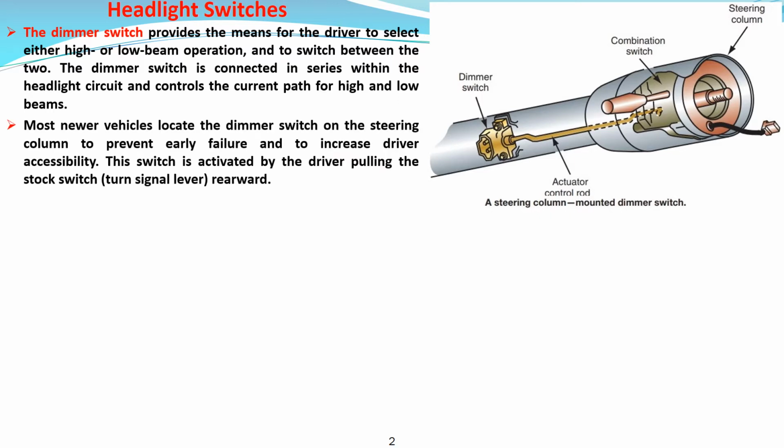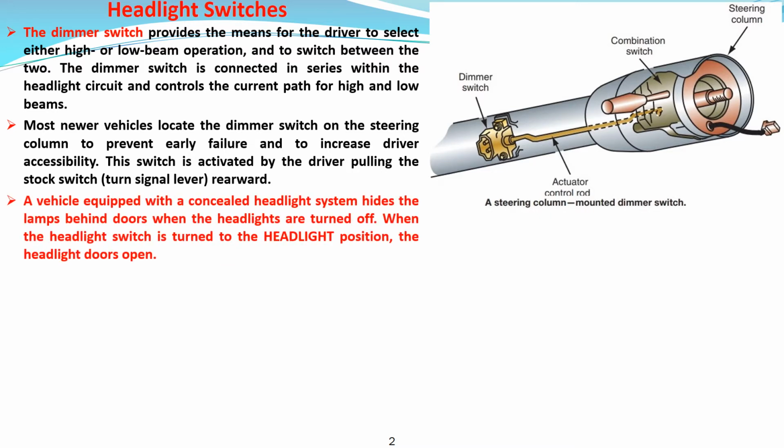Most newer vehicles place the dimmer switch on the steering column to prevent early failure and to increase driver accessibility. This switch is activated by the driver pulling the stock switch turn signal lever rearward، يعني تجعله خافته في عكس العتبة بالاتجاه الخلفي.